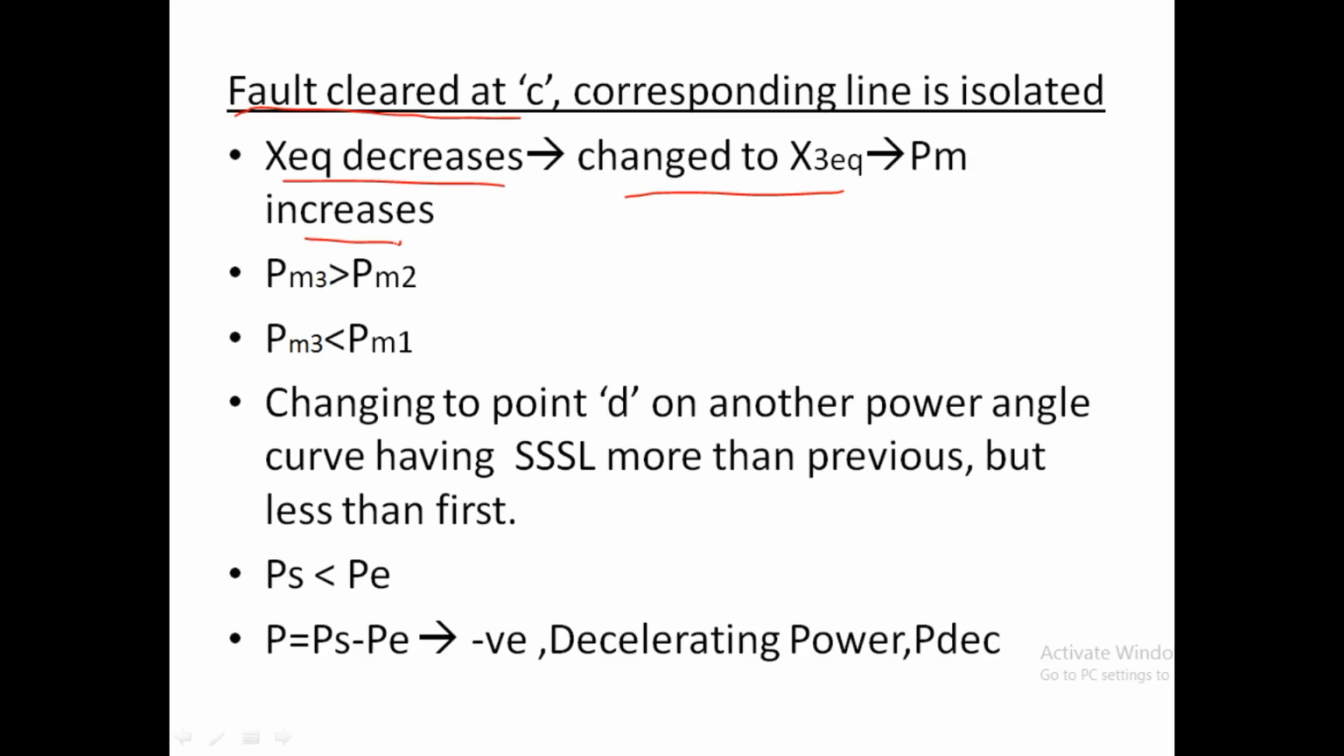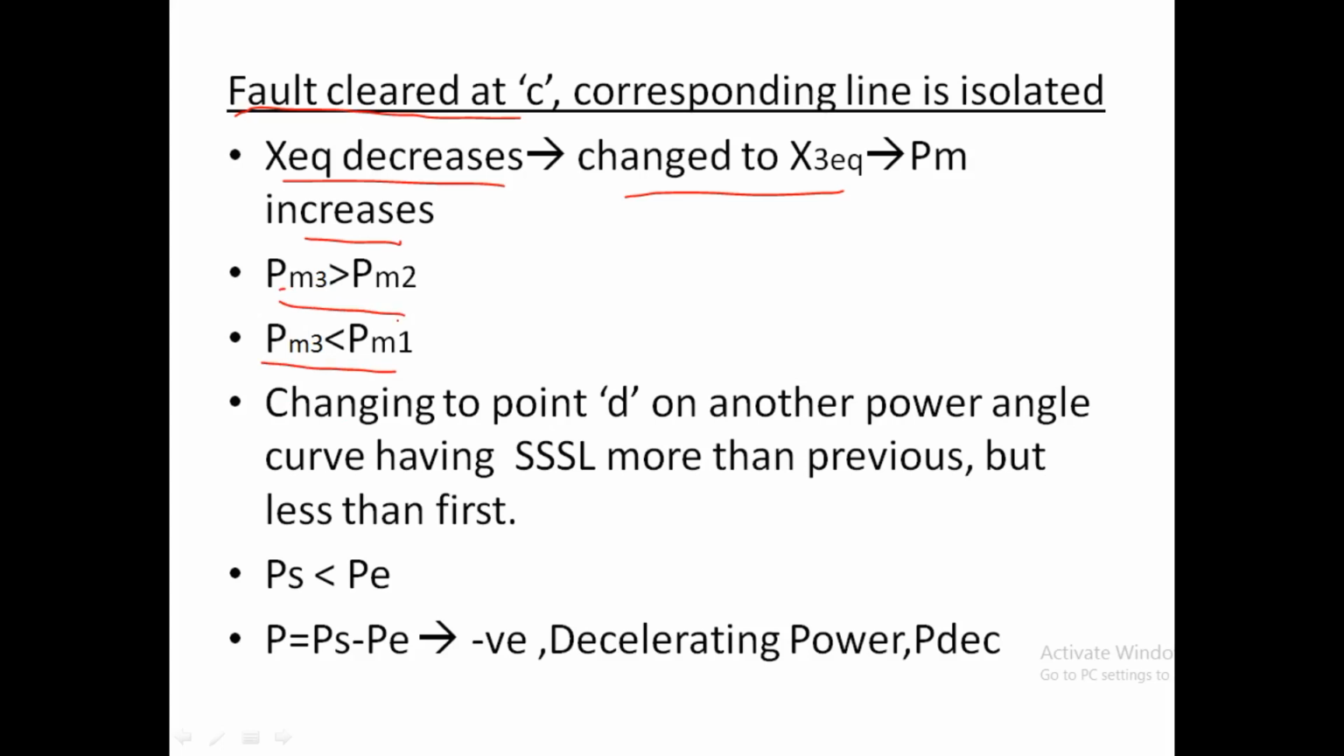So comparing with the before the fault condition, its equivalent reactance will be more, but comparing with the during fault condition, its equivalent reactance will be less. That means comparing with the before the fault condition, its maximum power will be less, but comparing with the during fault condition, its maximum power will be more. So it is specified here.